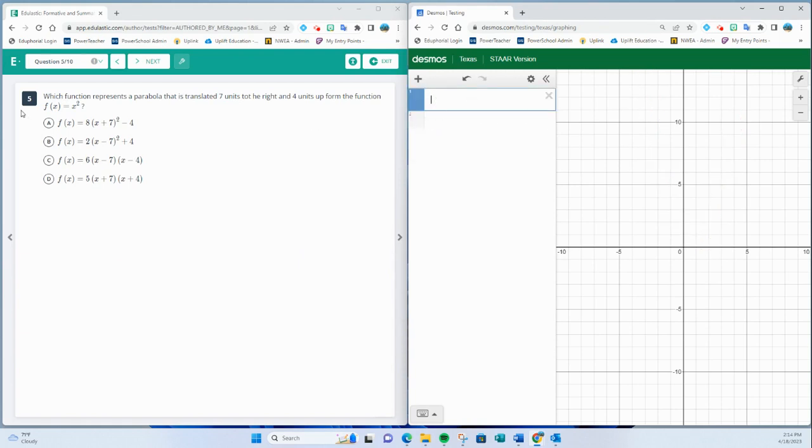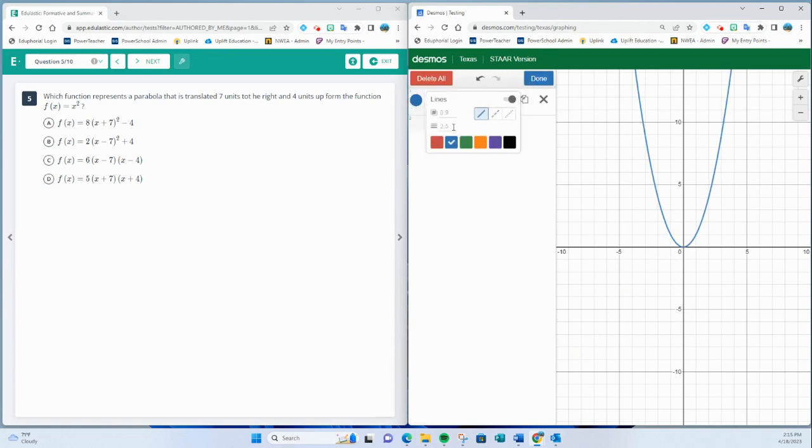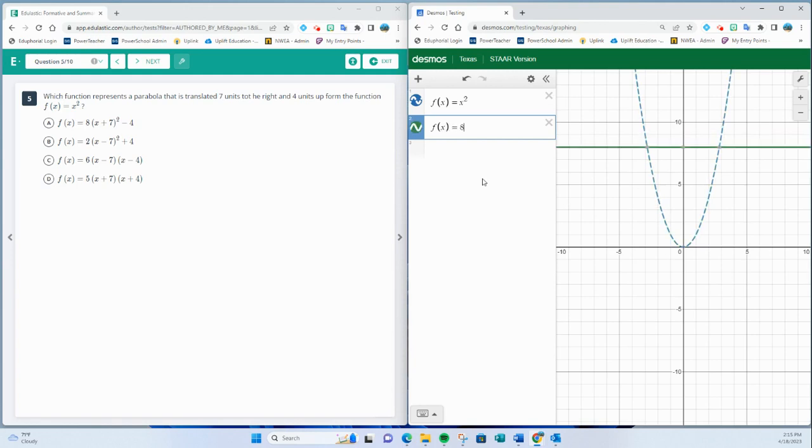This time, we're looking for a parabola that's translated 7 units to the right and 4 units up from the original function. So I'm going to do f of x equals x squared. There's my parent. I make it dotted so it's real easy to see that that's the original one we're comparing to. And now I'm going to try out my answer choices and see which one is going to go 7 units to the right and 4 units up.